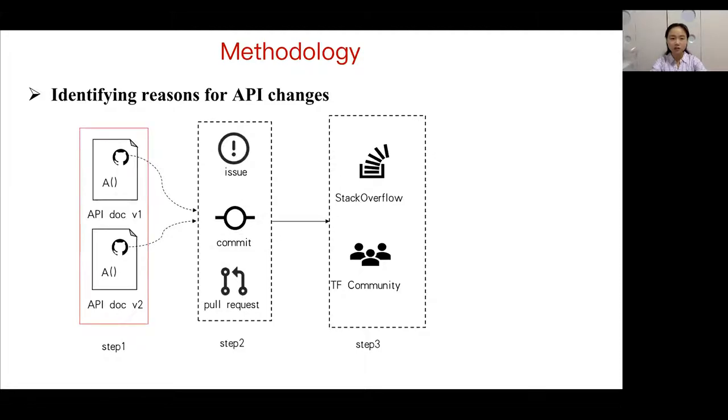We first read the API documentation to find reasons. If the description is not enough to analyze reasons, we locate the commit message in the documentation. Since commit messages can mention issues or pull requests, we use that information to analyze reasons. If the information is still not enough, we find related questions on Stack Overflow or the TensorFlow community.